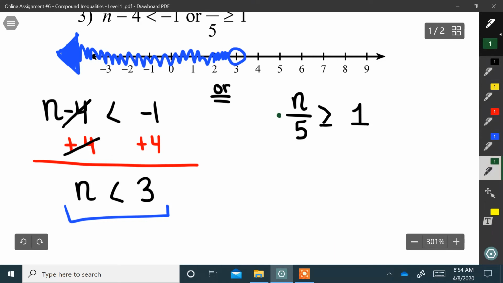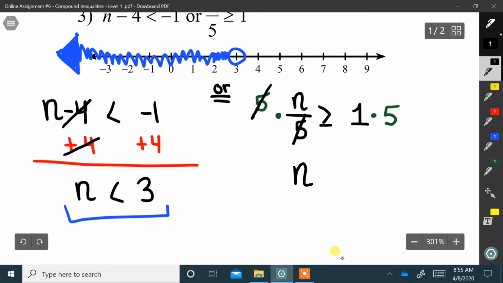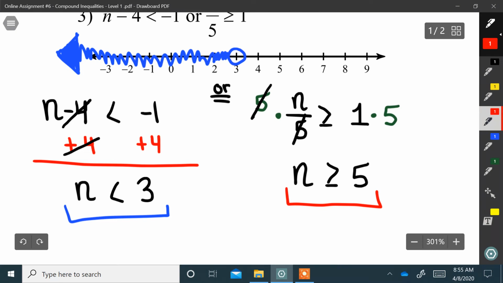The other one, we have to multiply by 5 on both sides. Why? So that this and this will cancel. And we're going to get 5 right there. Let's go ahead and graph that. N is greater than 5, so we're going to put a closed circle right there. And we're going to go this way.